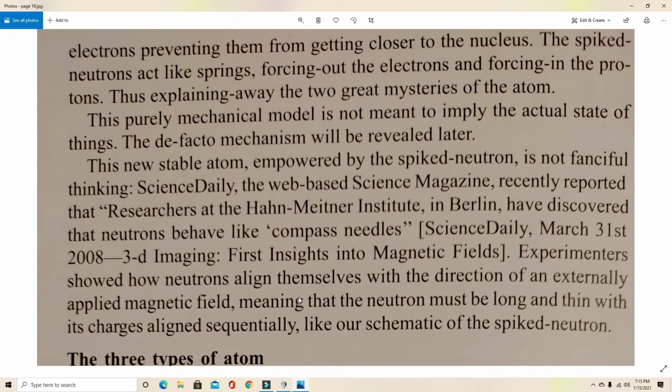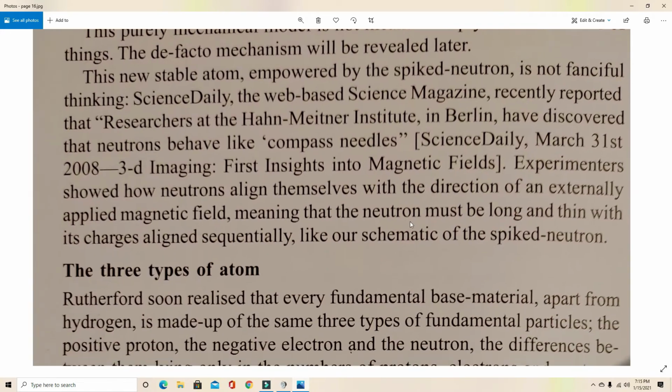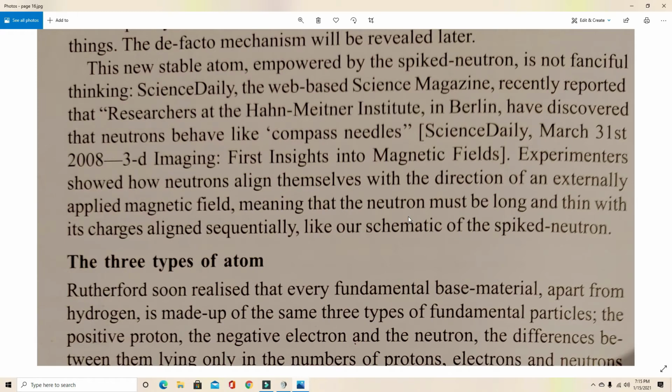This new stable atom, empowered by the spiked neutron, is not fanciful thinking. Science Daily, a web-based science magazine, recently reported that researchers at the Helmholtz Institute in Berlin have discovered that neutrons behave like compass needles. Science Daily, March 31st, 2008, 3D imaging, first insights into magnetic fields. Experimenters showed how neutrons align themselves with the direction of an externally applied magnetic field, meaning that the neutrons must be long and thin with their charges aligned sequentially like our schematic of the spiked neutron.